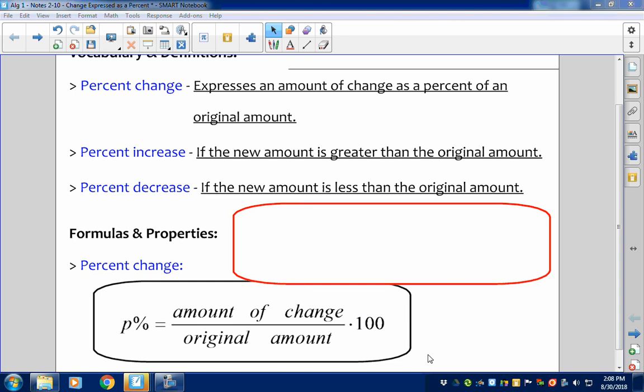So would you put the amount of change, like if it went from 40 to 50, you put 10 divided by the original amount? Yep.